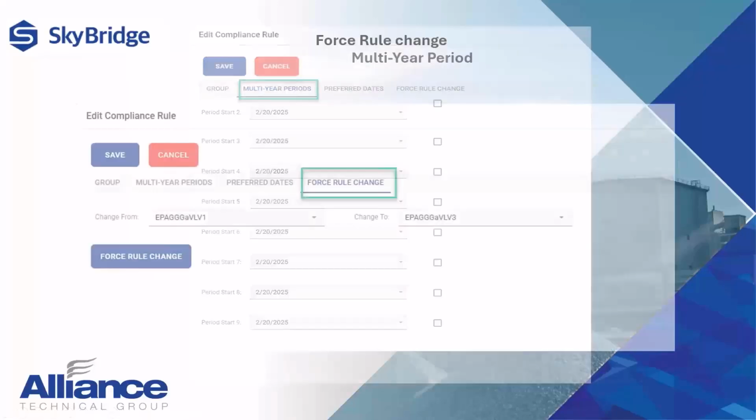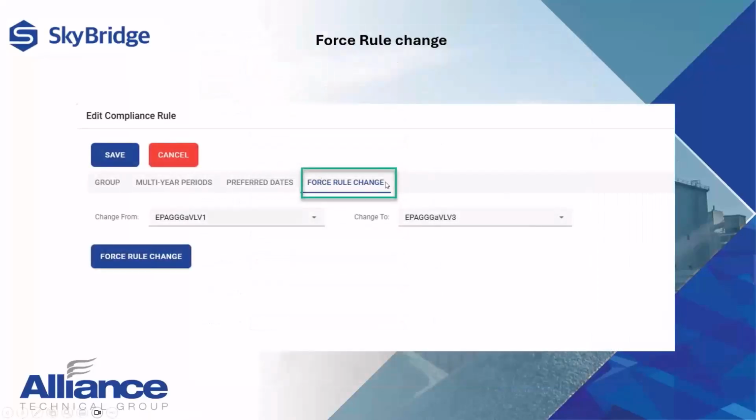Okay. And the last one is force rule change. In this case, I have this monthly rule, which doesn't say monthly, but I know because GGGA has VLV1, is first month of the quarter.